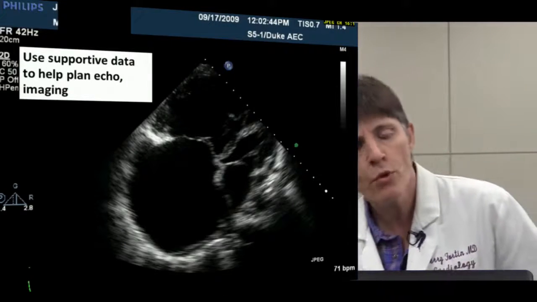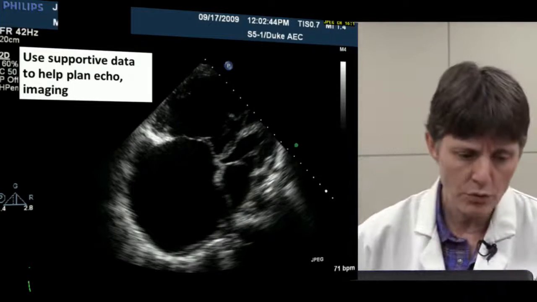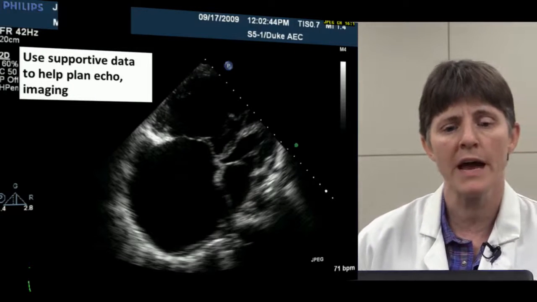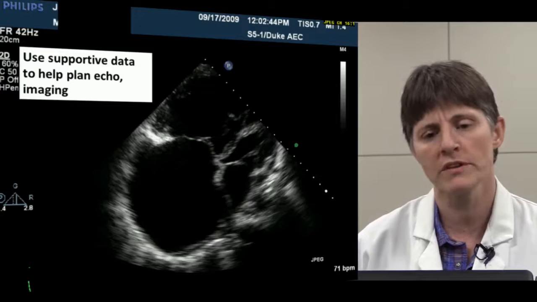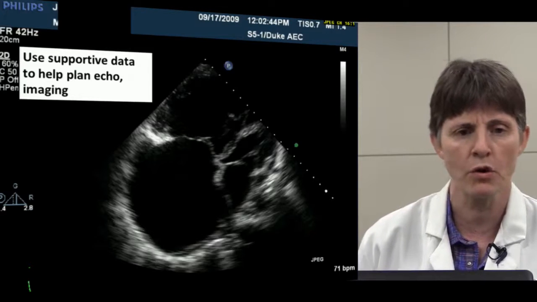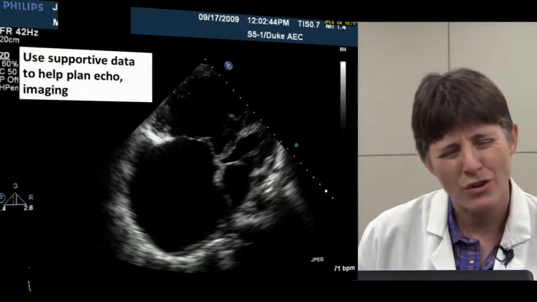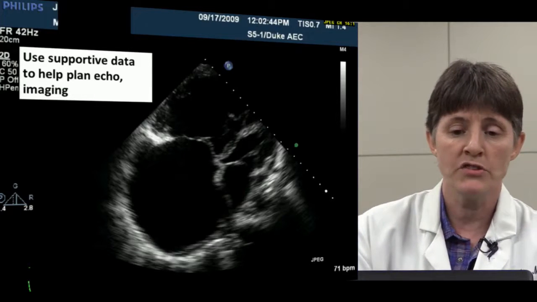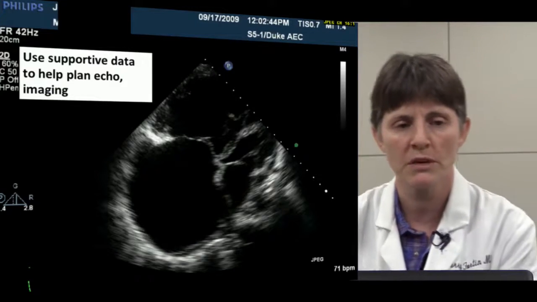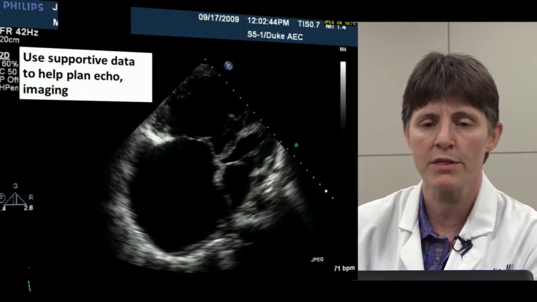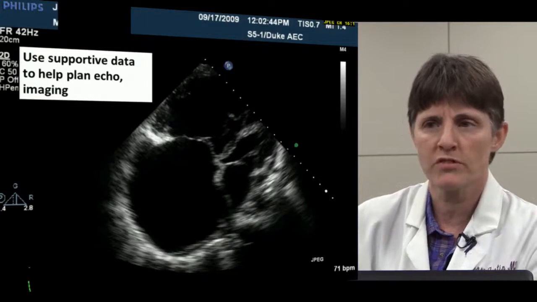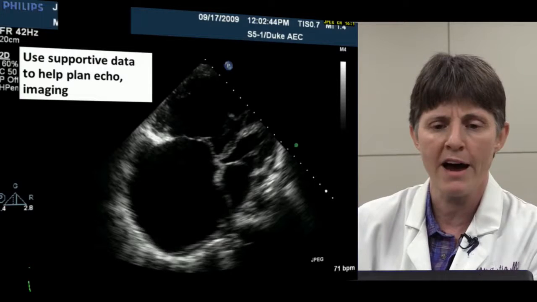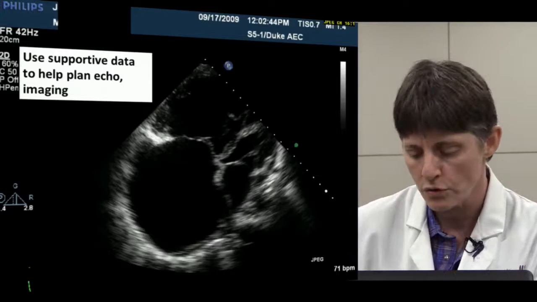In general, before we do a right heart cath, we want to use supportive data that we have. So this is an echo picture, and this person has a tremendously enlarged right atrium and right ventricle. This is somebody you're probably going to have difficulty floating a Swan just by pressures, and so this is somebody you might want to use fluoroscopy with. But use data, whether it's CT scans or other imaging you have, before you get started so you know what you're doing.